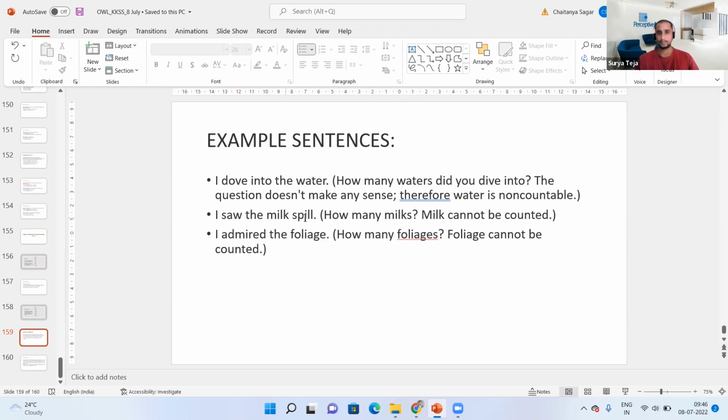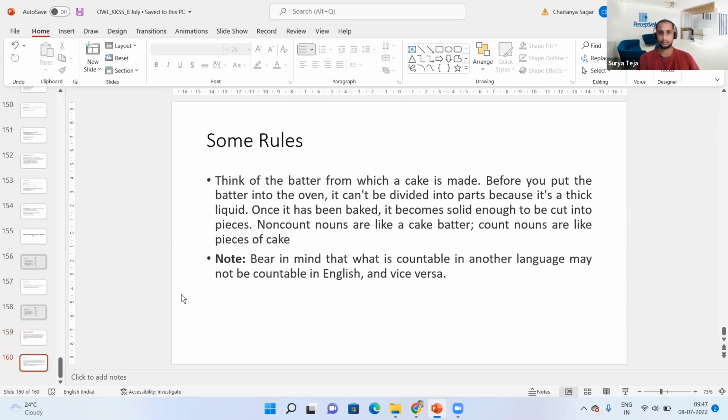And you see, I saw the milk spill. How many milks is not the right word. You cannot say how many milks. Only if there are 4 or 5 glasses of milk, then you say how many glasses of milk did you spill. That becomes appropriate. But in general, milk is not a distinguishable item. It is expressed as a whole item because we cannot break it into pieces. And I admired the foliage. You won't say how many foliages. It is not measured. It cannot be measured. So that is the thing with countable and uncountable nouns.